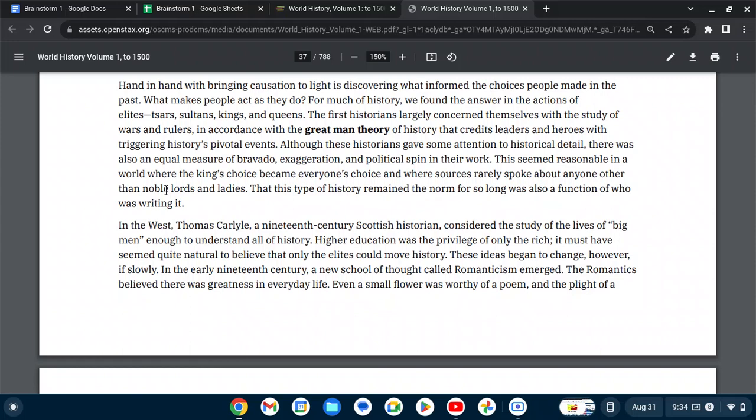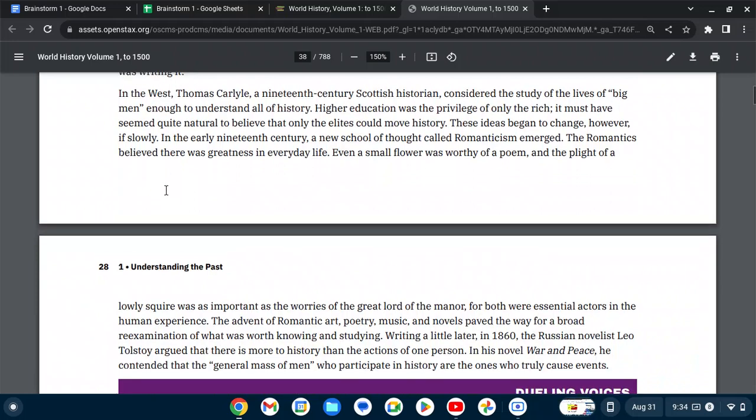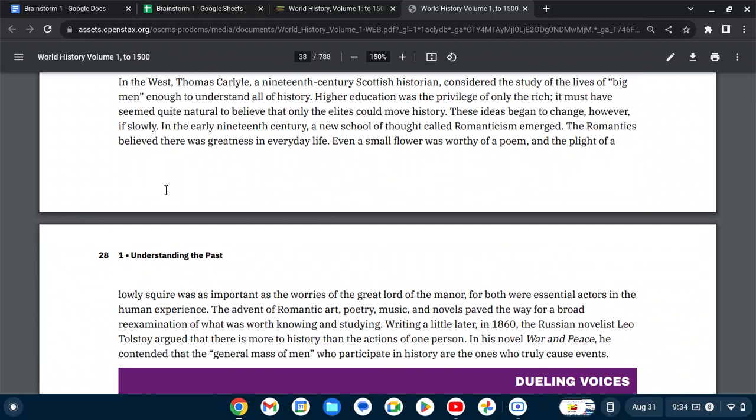Although these historians gave some attention to historical detail, there was also an equal measure of bravado, exaggeration, and political spin in their work. This seemed reasonable in a world where the king's choice became everyone's choice, and where sources rarely spoke about anyone other than noble lords and ladies. That this type of history remained the norm for so long was also a function of who was writing it. In the West, Thomas Carlyle, a 19th century Scottish historian, considered the study of the lives of big men enough to understand all of history.